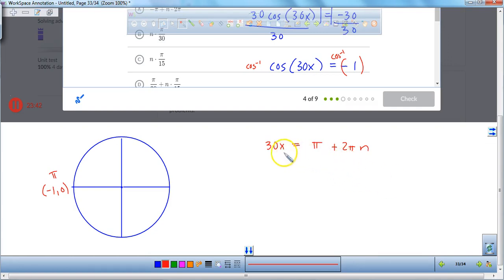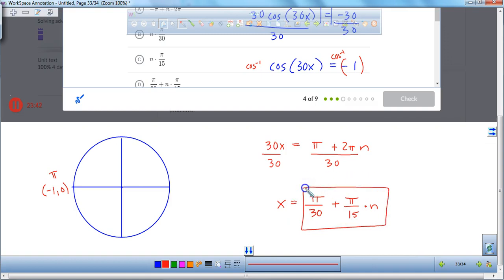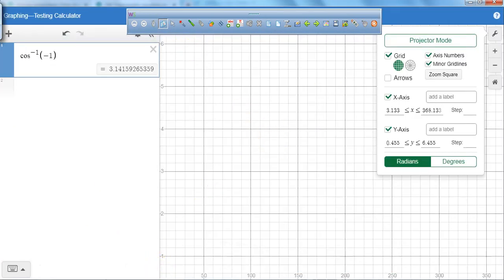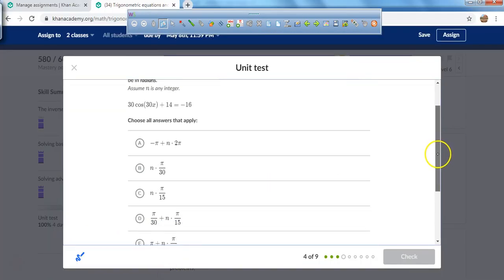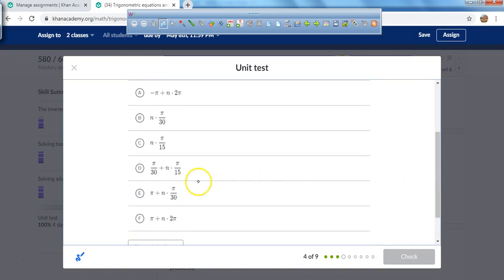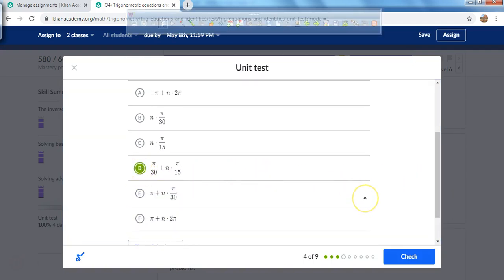But what we have to do is divide everything by 30. Okay? And so when we do that, we get x equals pi over 30 plus, and 2 goes into 30 15 times, so I'm going to put pi over 15 times n, and that's going to be the answer that I'm going to search for. Okay, so let me look over here and see if I can find that answer. Pi over 30 times, oh, there it is, answer choice D.